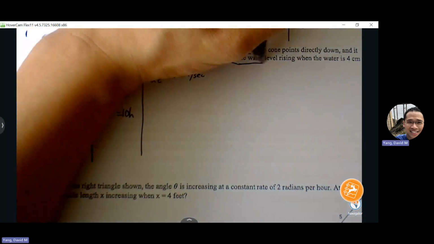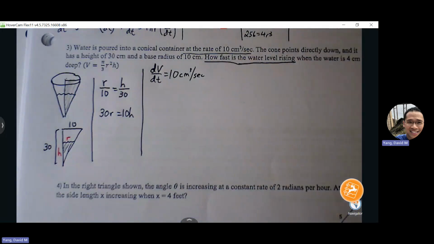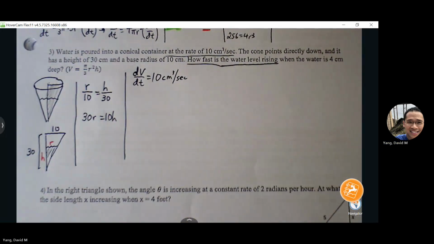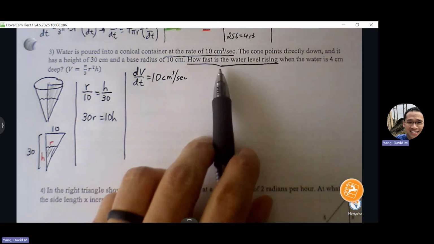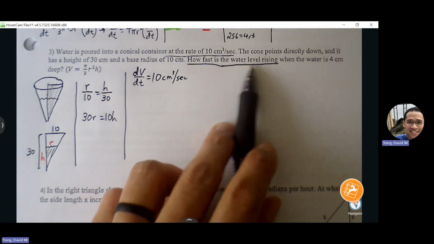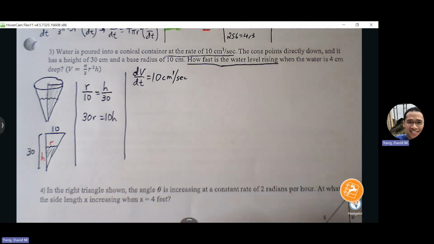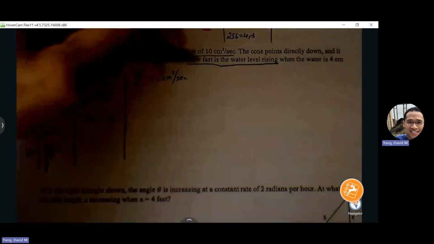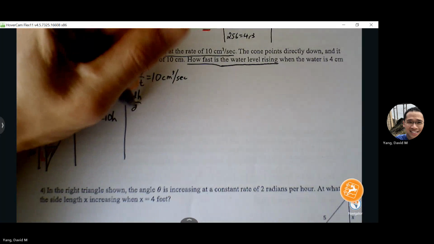How fast is the water level rising? What are we looking for? Then it would say how fast is the radius of the water level rising? Yeah, dH/dt is the water level rising. So rising is a vertical motion there. So dH/dt is the unknown.